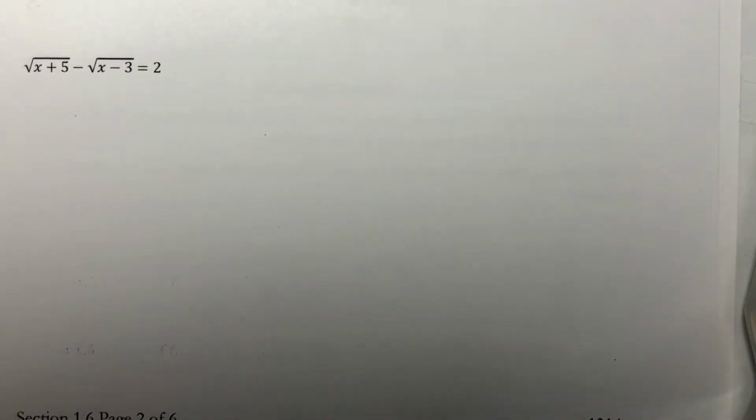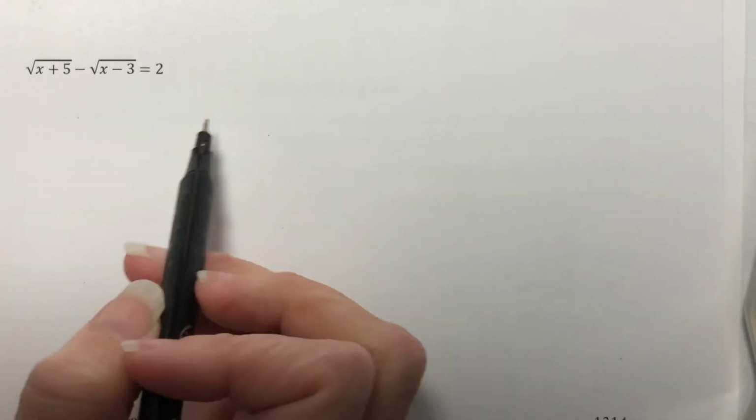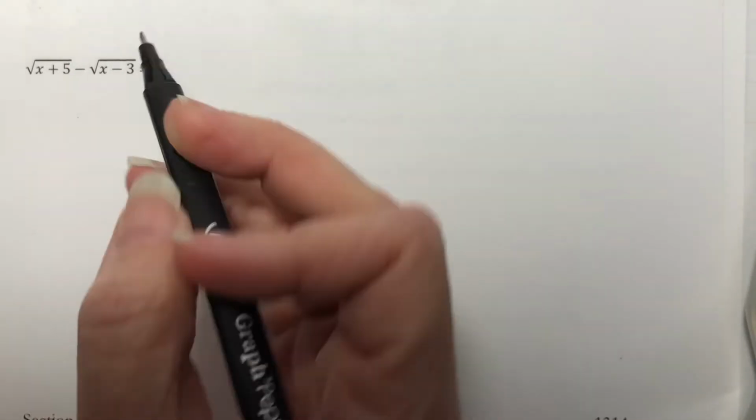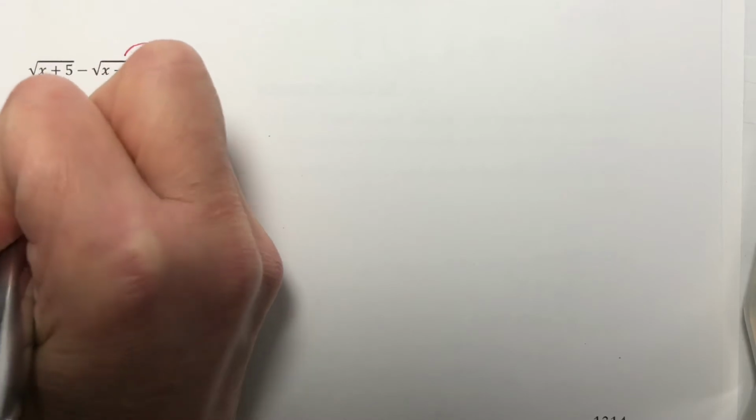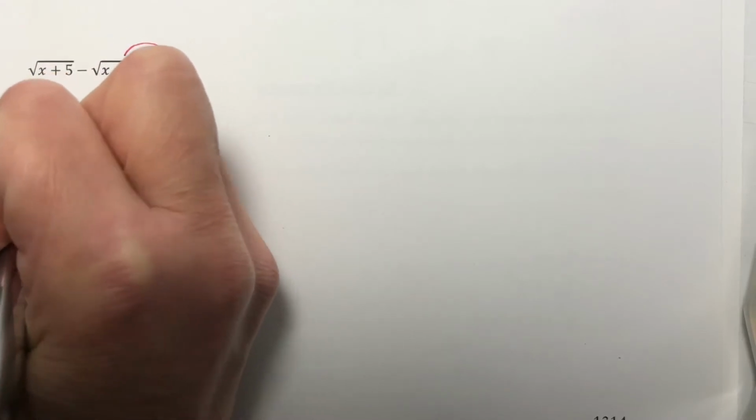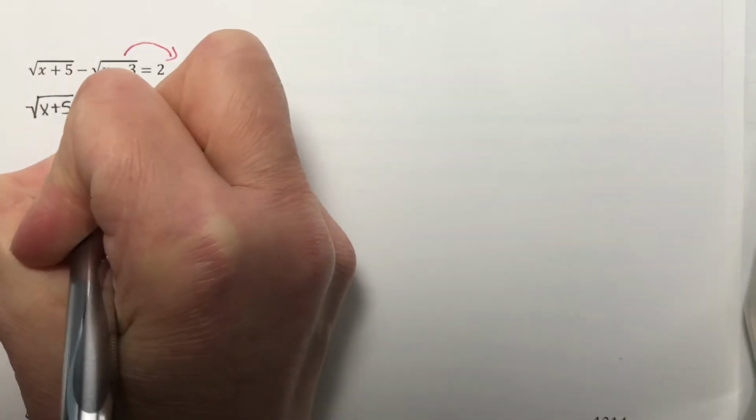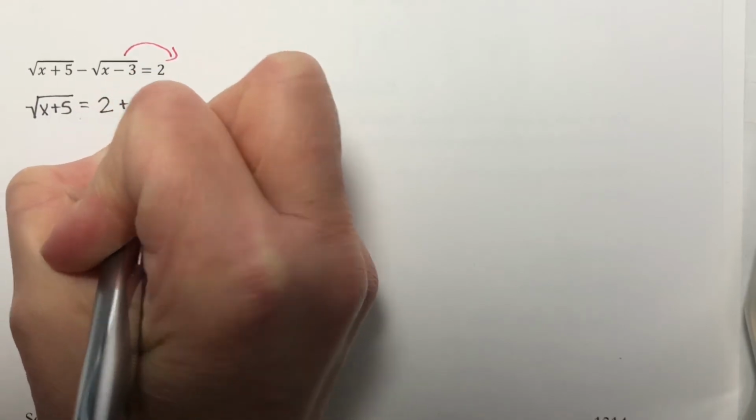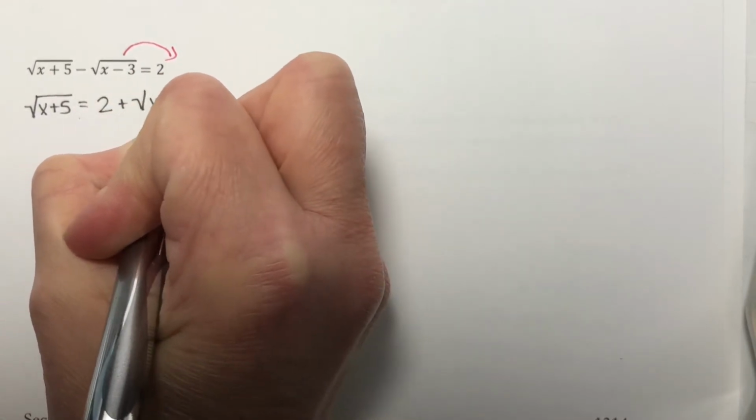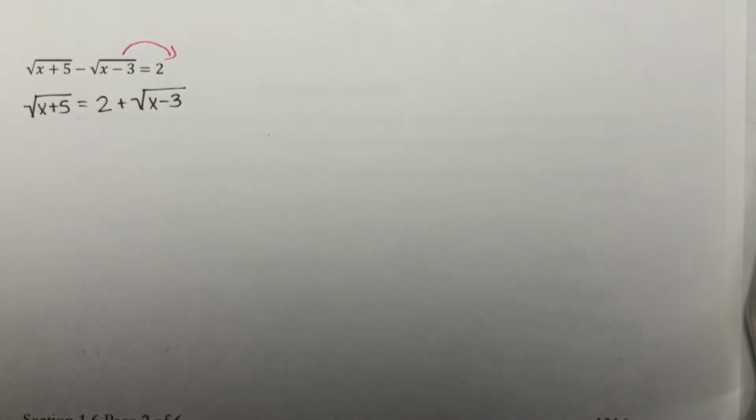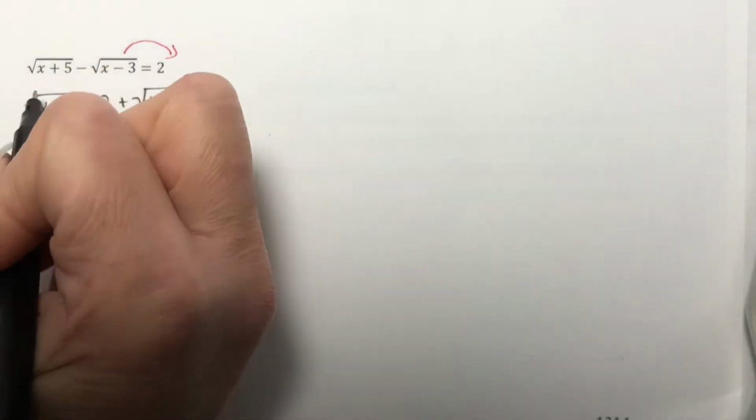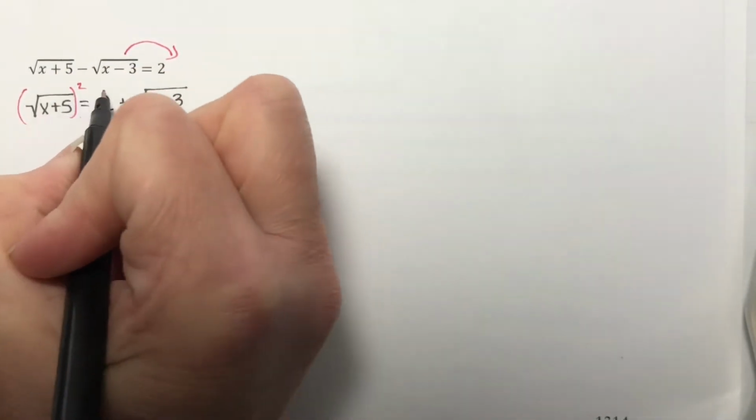The first thing we need to have is one of our radicals by itself. It doesn't technically matter which one to move over, but if I can get rid of a minus sign, I do. So I'm going to move that over to the right so that I have the square root of x plus 5 is equal to 2 plus the square root of x minus 3. Now that I have this radical by itself, I need to square both sides.